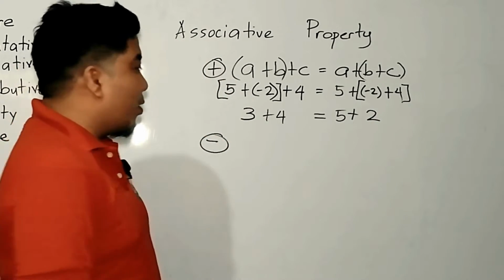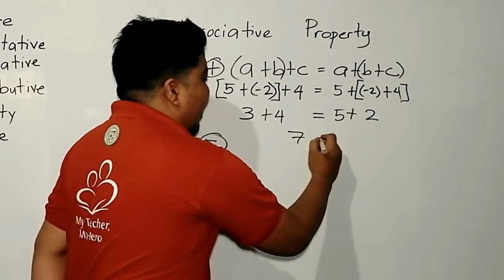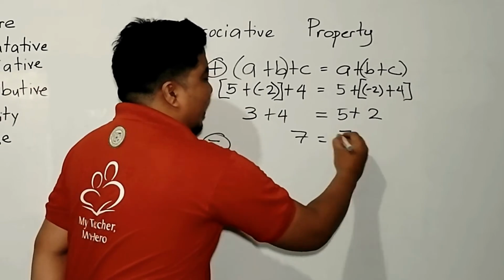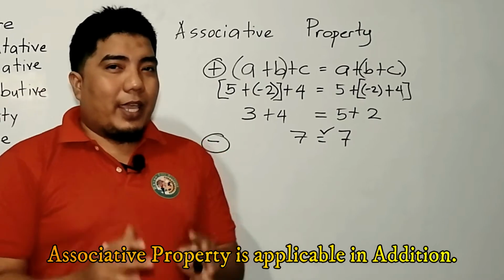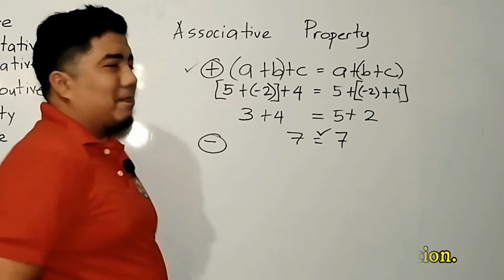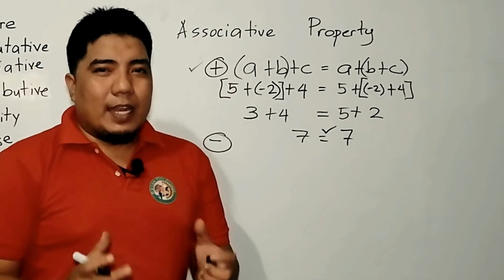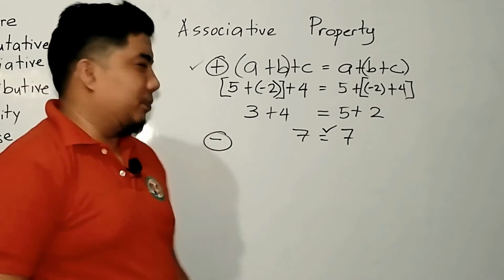Now, let us check whether they are correct. 3 plus 4, that is 7. 5 plus 2, that is 7. So, we can say that associative property is applied in addition. Easy, right? Now, let us go to subtraction.